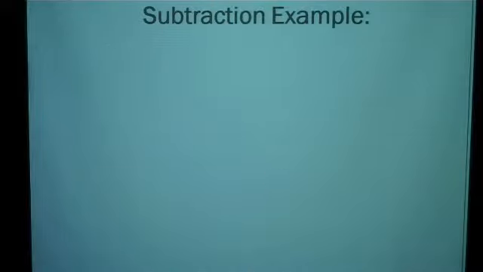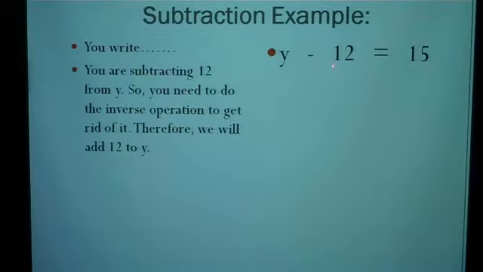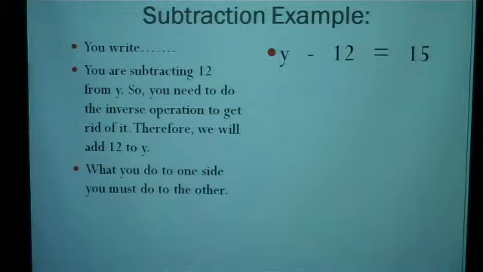Let's try some subtraction. You write y minus 12 equals 15. We need to get rid of the minus 12. Since they are subtracting 12 from y, you need to do the inverse to get rid of it. Therefore, we're going to add 12. What you do to one side, you must do to the other, so it would look like this.